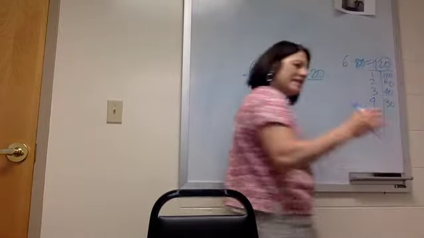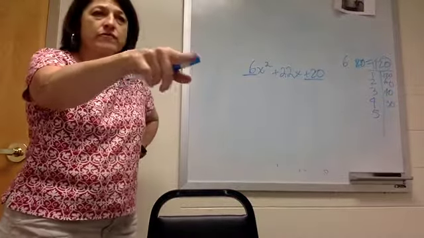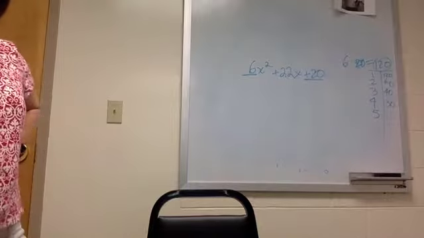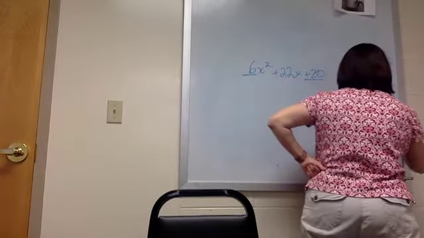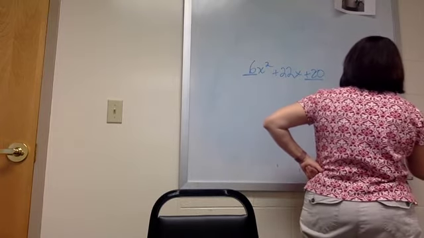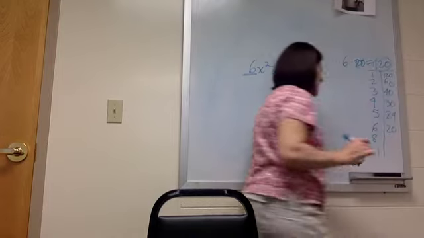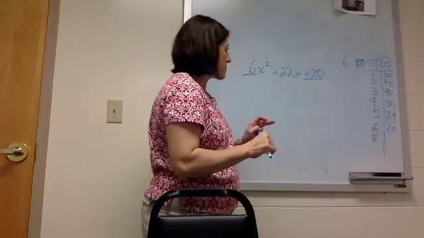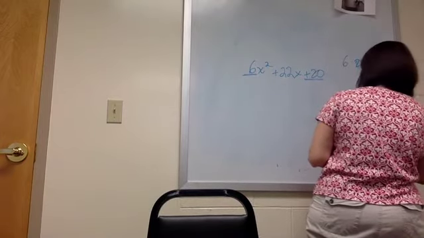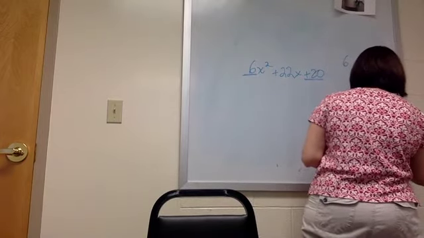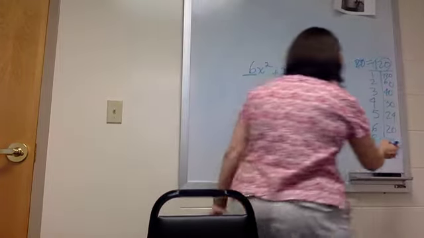Okay, guys, get your calculator out. 120 divided by 5 is 24. So 5 and 24. What about 6? 6 and 20. That doesn't work. What about 8? 8 and 15. That doesn't work. What about 10 and 12? 10 and 12. There it is.